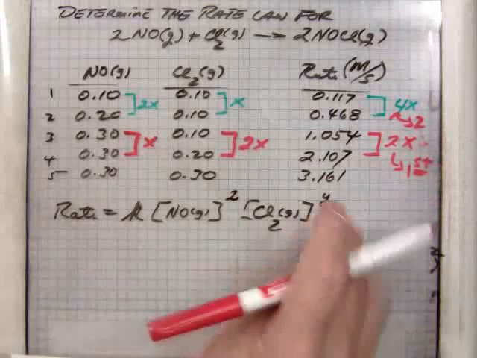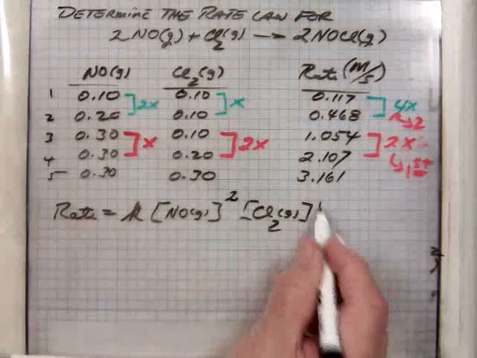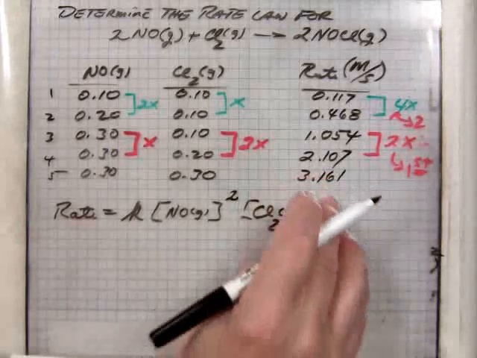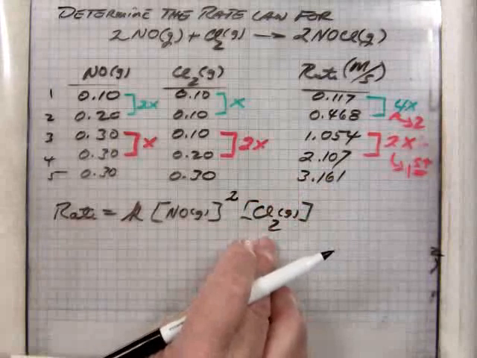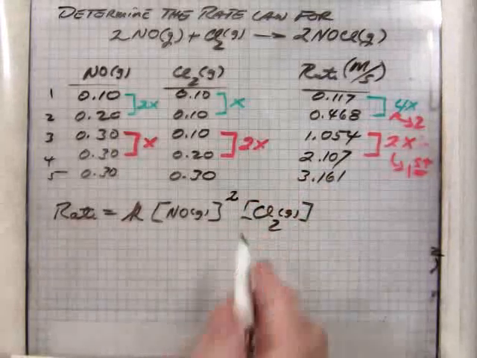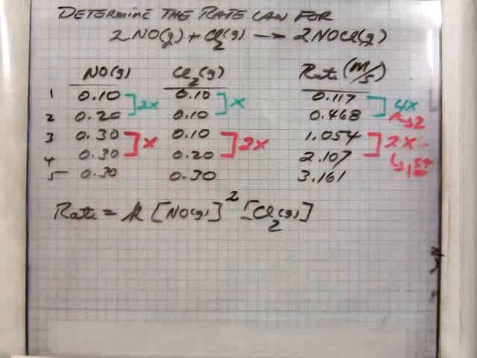And so we come down here and we just wipe off the 1 and understood to be 1. You don't have to put it in there. Put it in there if you want to. If it was 0, it would reduce this entire term to 1 anyway. So that's how you determine the orders of reaction.